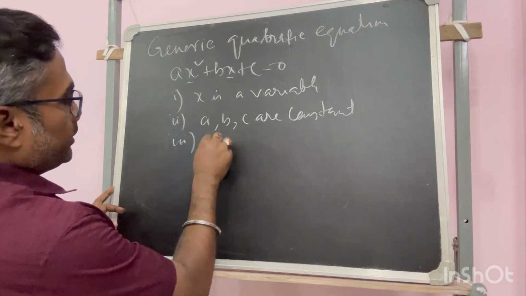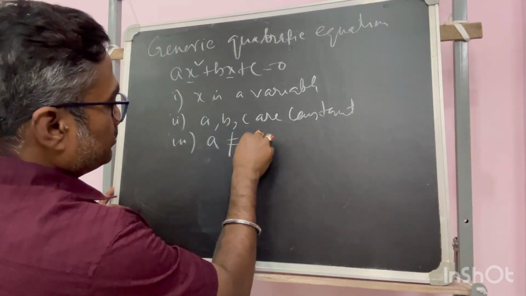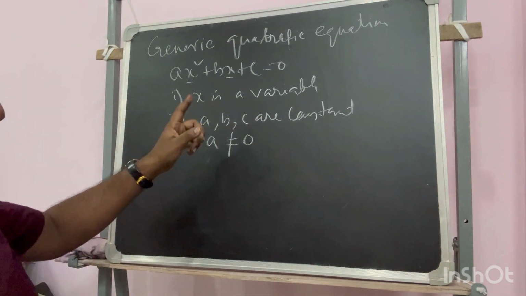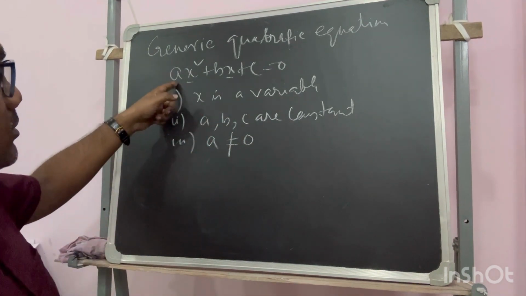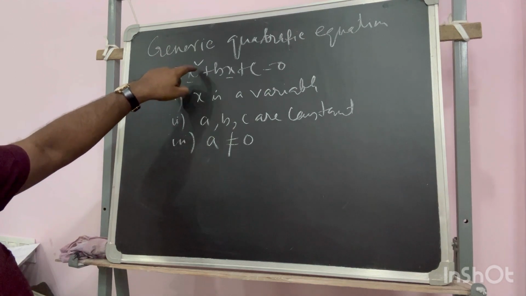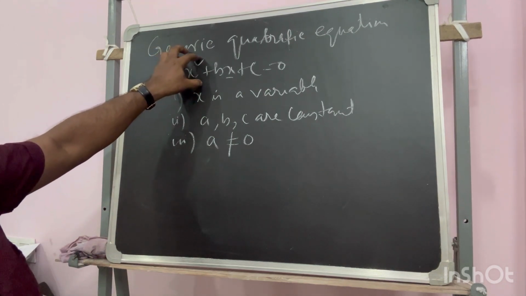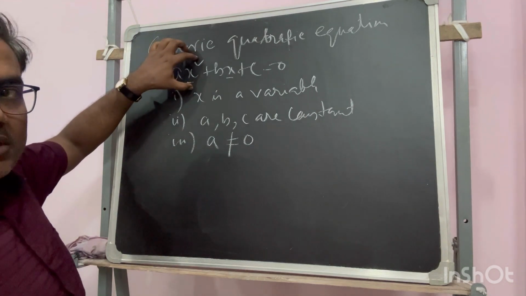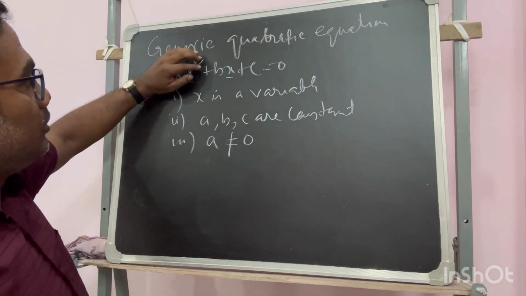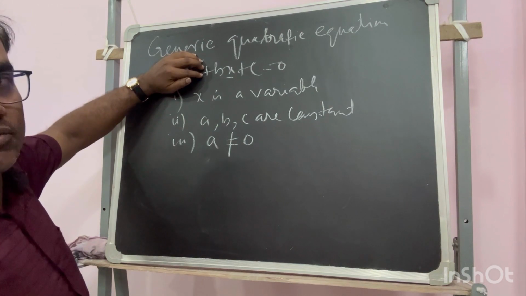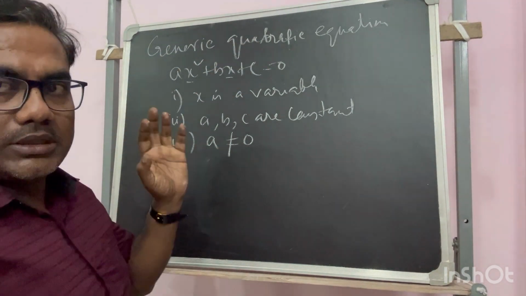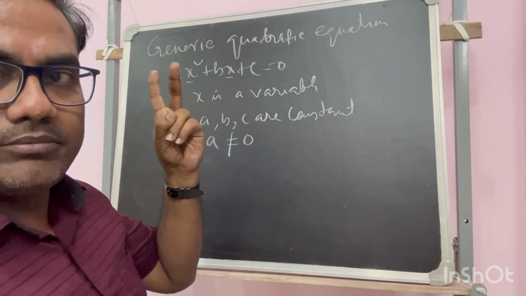Third, a cannot be 0. A will never be 0, because logically if a is equal to 0, then the coefficient of x square is 0. That means this term altogether will be 0. So there is no existence of the order 2. So this will not remain a quadratic, because for a quadratic equation the order has to be 2.